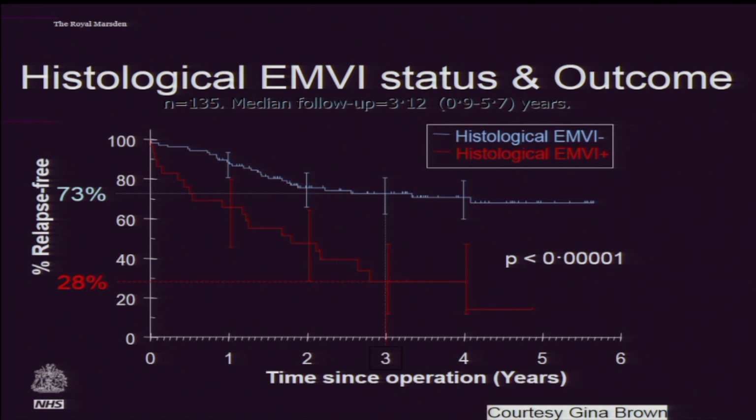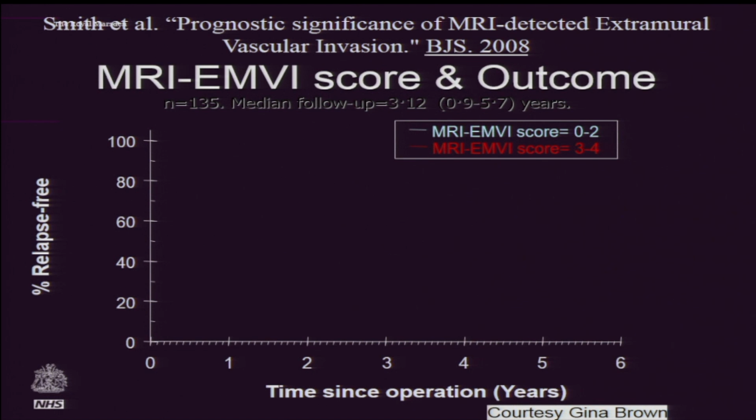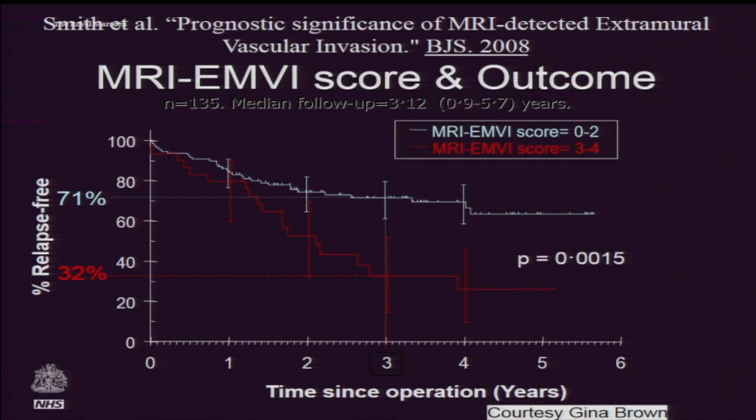This paper from Smith from about a decade ago, also looking at primary tumors predominantly, showed that if you've got histological EMVI status, you do badly: 73% versus 28% when it comes to disease recurrence. The same set of patients had an MRI scan as part of the Mercury study, and when we look at that, the graphs are almost identical. We can see that MRI EMVI and pathology EMVI very much mirror each other.